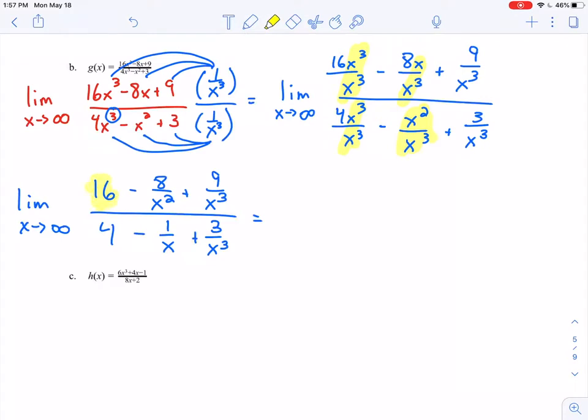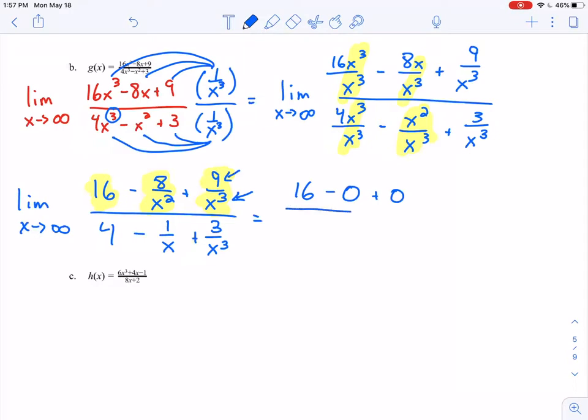First of all, 16, that's just a constant, so that's just going to approach 16. Next up, I have minus 8 over x squared. Well, my numerator is a constant, denominator is a positive power of x. Well, that's going to go to 0. Next term, 9 over x cubed, same thing. Anytime you're left with a constant in your numerator and a positive power of x in your denominator, and x is approaching positive or negative infinity, it's a safe bet that that value is going to approach 0.